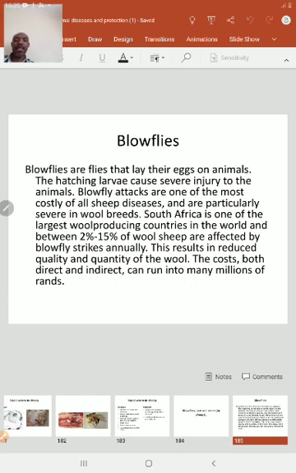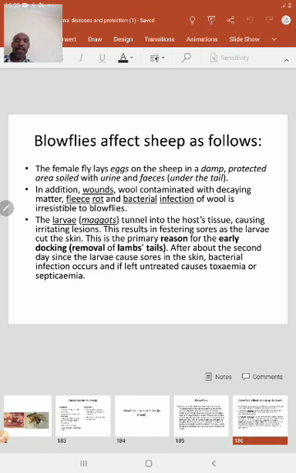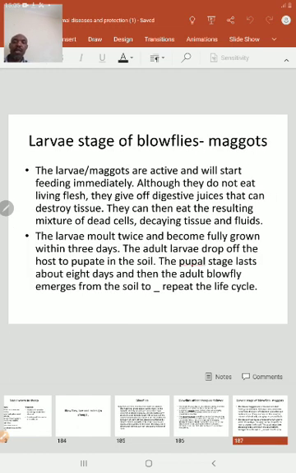Blowflies lay their eggs on a damp, protected area soiled with urine. That is, they like a place under the tail in sheep. So what they do, they will cause wounds and also bacterial infection. And the larva of a blowfly is called maggots, and that's why it's very important to dock. That is to remove the tails of the lambs. So those are the larval stage of blowflies.